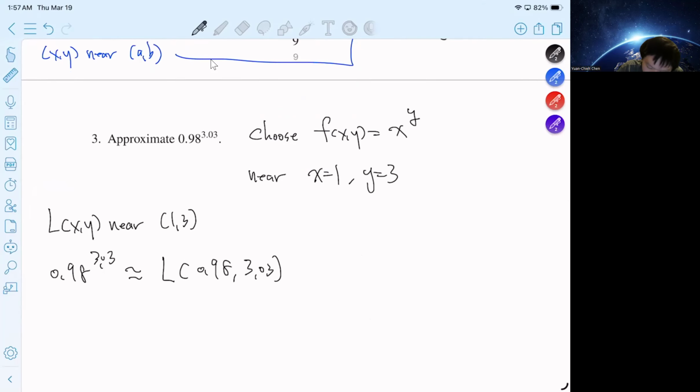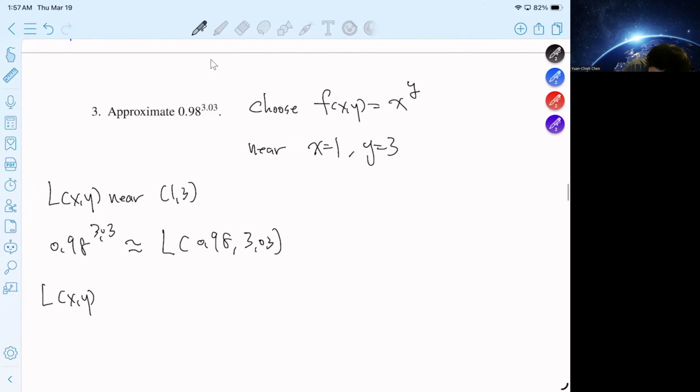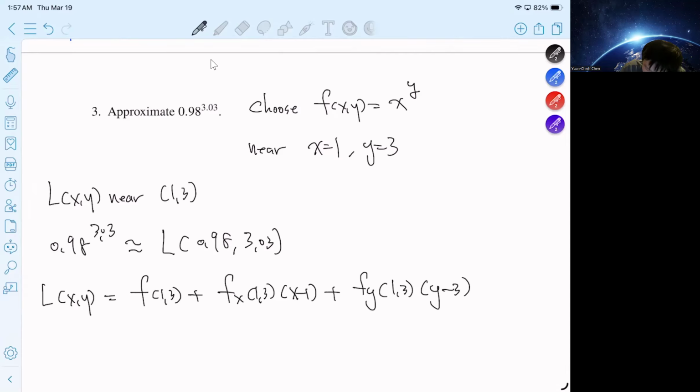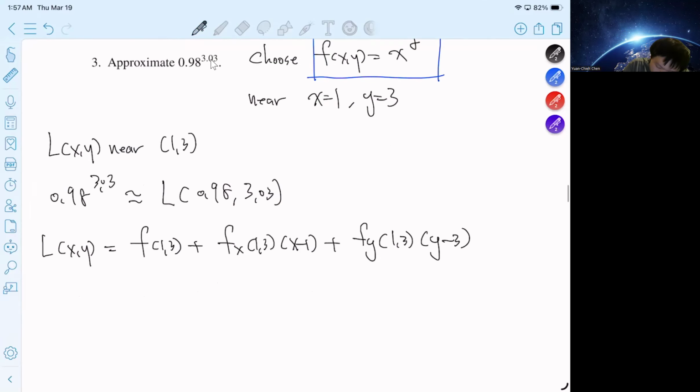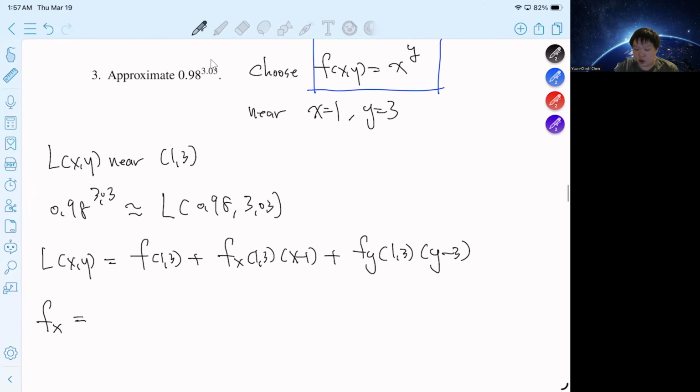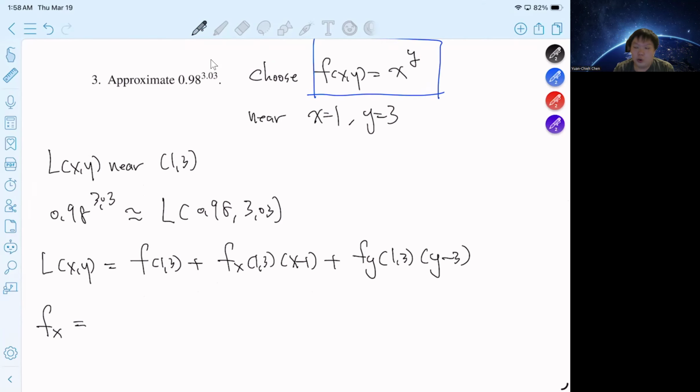So L(x,y) near (1,3), the formula shows us, is f(1,3) plus f_x(1,3)(x minus 1) plus f_y(1,3)(y minus 3). Now we only have to find f_x and f_y. This f(x,y) equals x to the power y is a slightly more difficult function to differentiate, but we try. For f_x, if I take the partial derivative with respect to x, y is a constant right now, so we don't care about y, it's just a number. So f_x will just be y x to the power y minus 1.